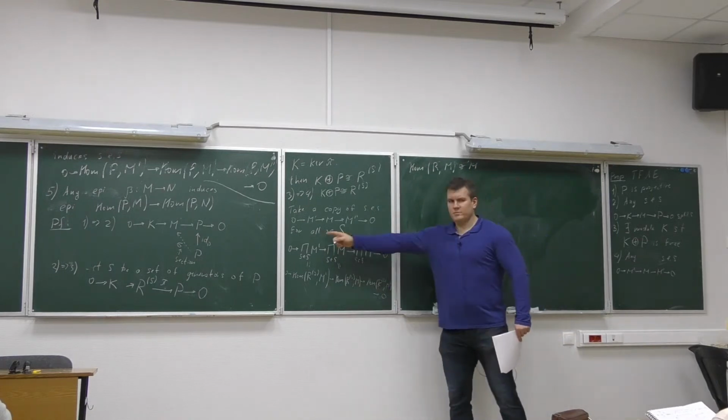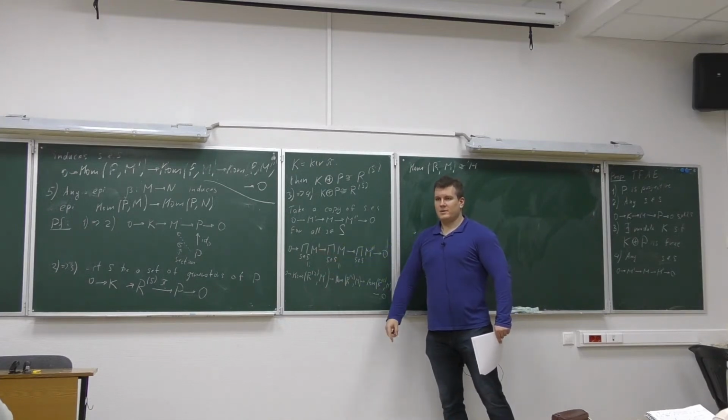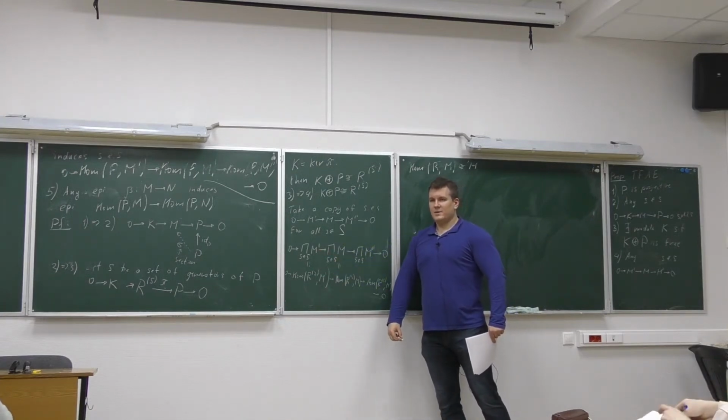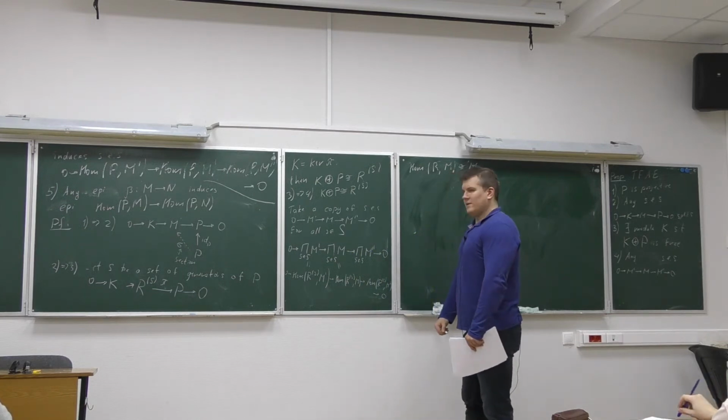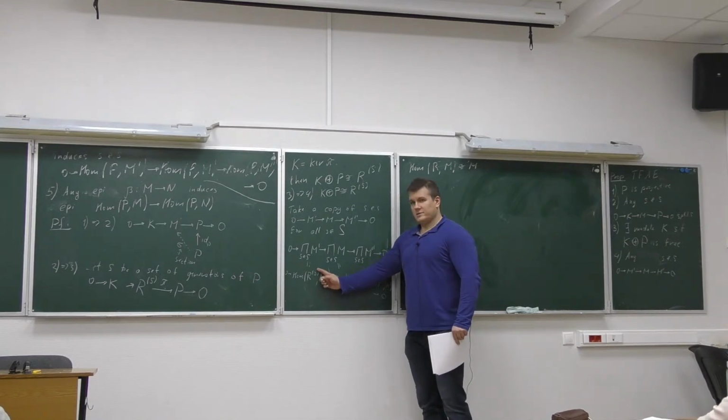Do I need to write this more explicitly? When did we usually define product? We said that product is just this. No, this is a free module on the generating set S. So we have as many elements here as we have here.